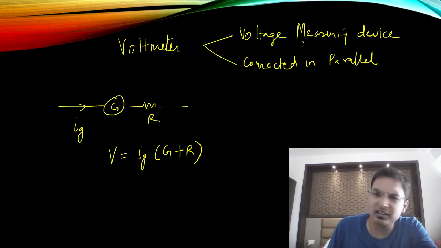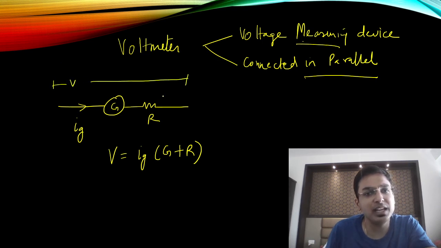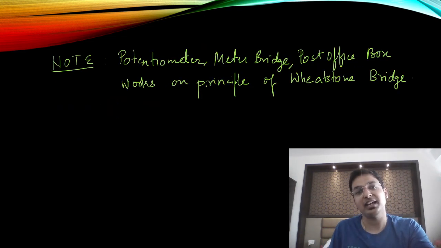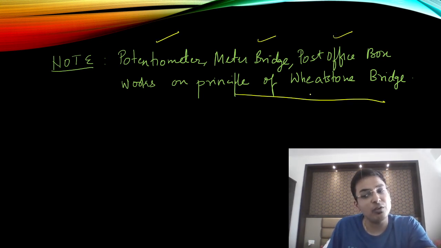Then for a voltmeter, again it's a voltage measuring device connected in parallel. How do you convert a galvanometer to a voltmeter? You apply a resistance in series. So what will be the potential difference? Simply current into total resistance. Total resistance will be the resistance of the galvanometer plus the resistance applied. Okay, great. So guys, important thing to note here is that the potentiometer, the meter bridge, and the post office box work on the principle of Wheatstone bridge.